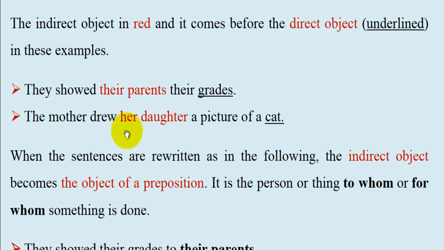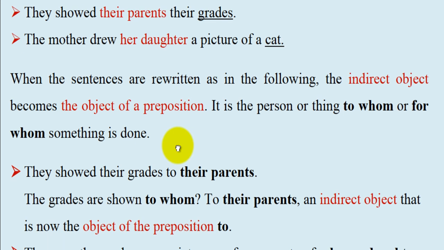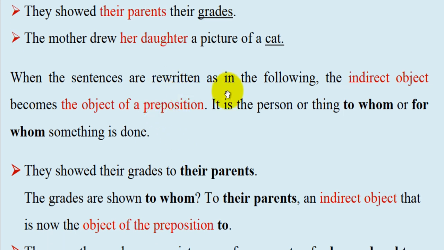The mother drew her daughter a picture of a cat. The mother drew what? Drew a picture of a cat. To whom? To her daughter. When the sentences are rewritten as in the following, the indirect object becomes the object of a preposition. It is the person or thing to whom or for whom something is done.